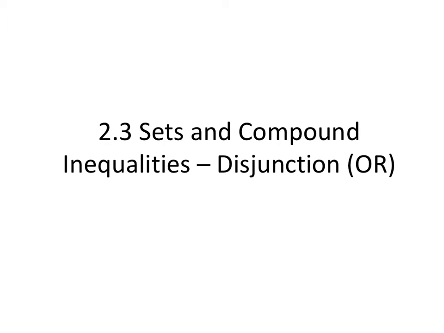We've got 2.3, sets in compound inequalities, specifically disjunction. Now, I don't use the word disjunction very often, though it does appear from time to time in the quizzes, just with the vocabulary stuff, okay? But it's really an or statement, and we've talked about or statements before, where one has to be true or the other one has to be true. Only one of them has to be true in order to maintain truthfulness. That may not make sense now, but I hope it will as we look at more inequalities in this section.